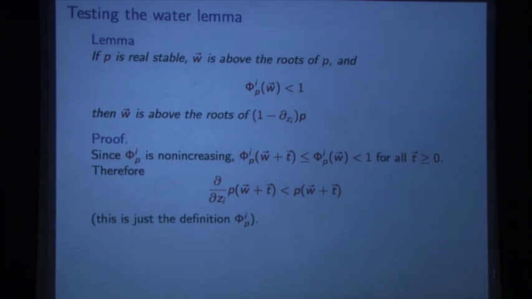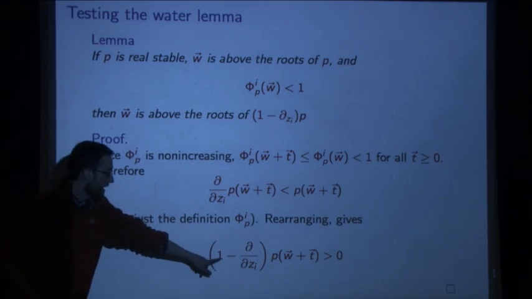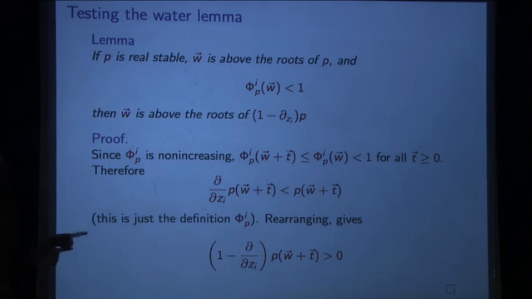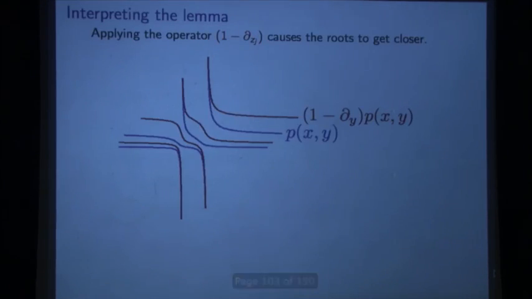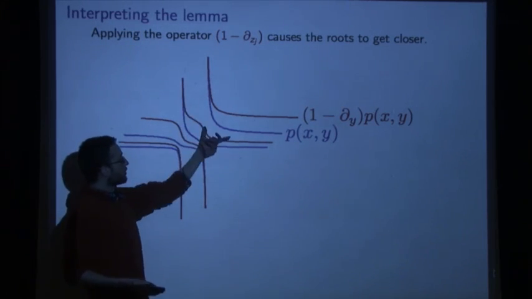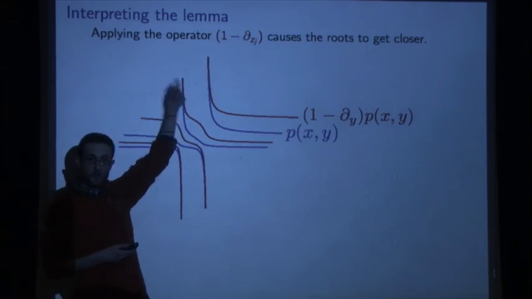Partial over partial zi of pw plus t is less than pw plus t, which rearranging gives you that 1 minus partial over partial zi of pw plus t is greater than 0. And that's true for all positive t, which is the definition of being above the roots. Okay? And what's happening? So when you apply this operator 1 minus partial derivative, your lobes start encroaching upon you.